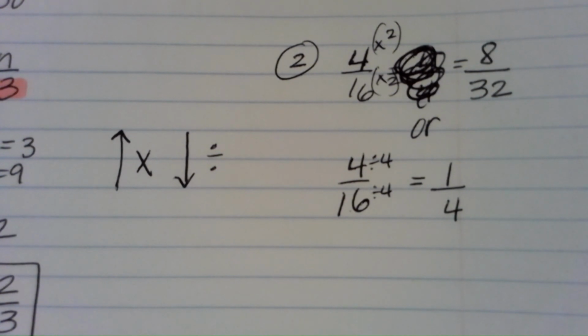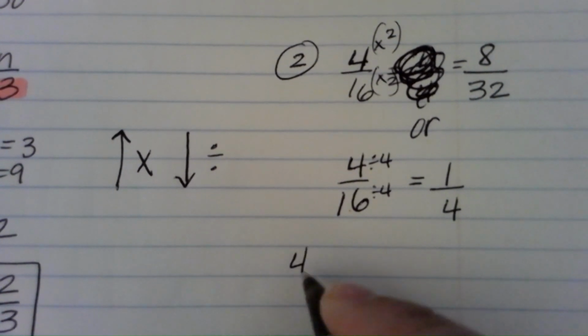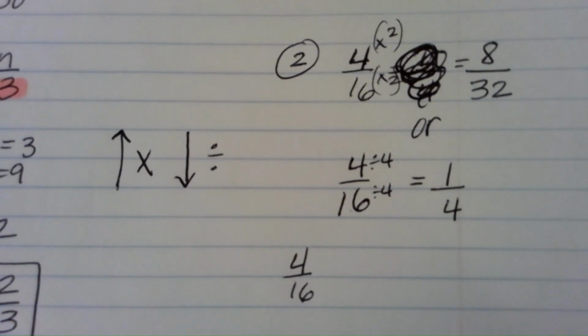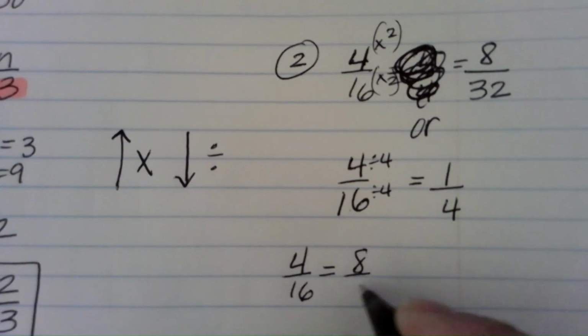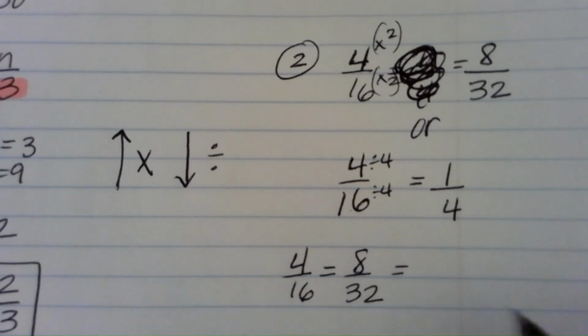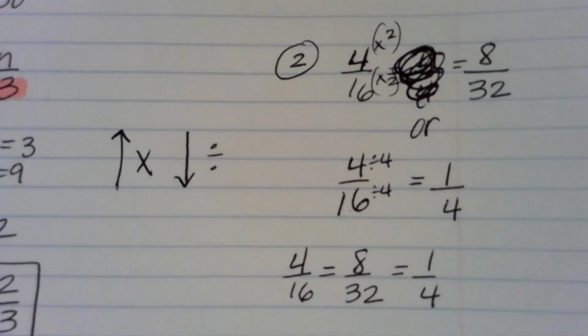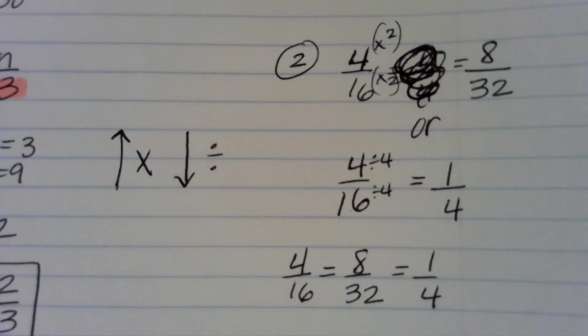Now, ultimately, this is what we end up with. We started with 4/16. 4/16 is equal to 8/32 and is equal to 1/4. That means that 1/4 is equal to 8/32. It means that 1/4 is equal to 4/16. They are all three equivalent fractions. If I drew a picture of all of these fractions, they would look exactly the same.